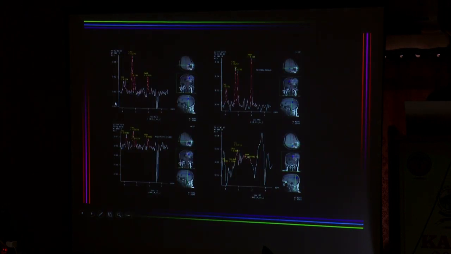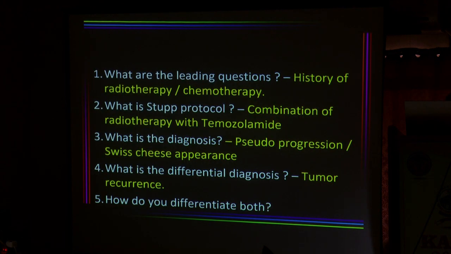These are further MR spectroscopy images. So what is the diagnosis? So the diagnosis is, this is a pseudo-progression and the appearance is known as the Swiss cheese appearance. The Stupp protocol is basically a combination of radiotherapy with temozolomide. The main differential diagnosis, you have to differentiate a true progression from a pseudo-progression.